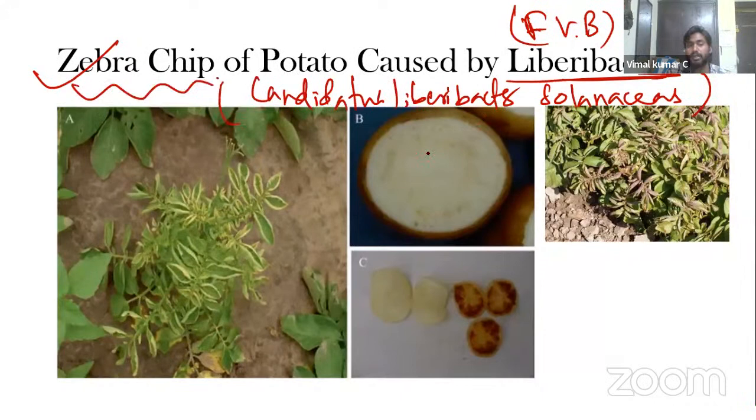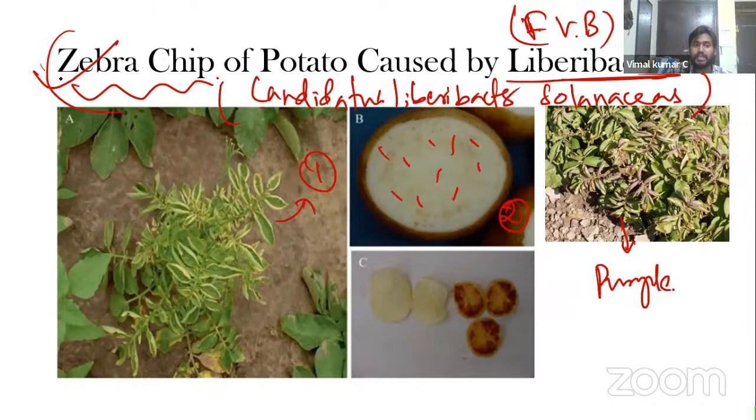The leaf will be rolled upwards, the first criterion to identify. The second one is, if you cut open the potato, you can see light colored specks like this, and in some cases purpleness of the leaf. And why the name zebra chip? What was the reason to name this disease zebra chip? Here you are unable to distinguish the exact symptom it is causing.